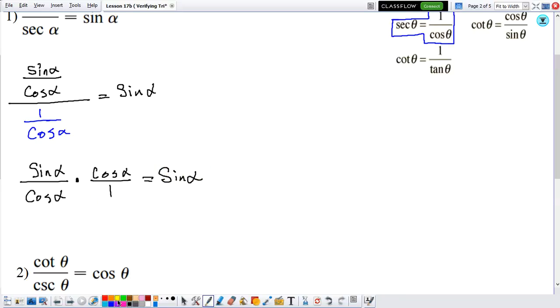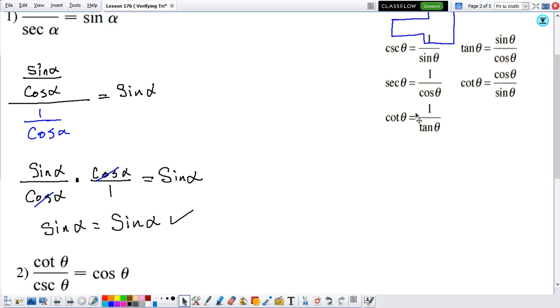But what do you notice about the cosines here? Notice that the cosines cancel out. And what do we have now? We have that sine is equal to sine. The left side equals the right side, so we're done.